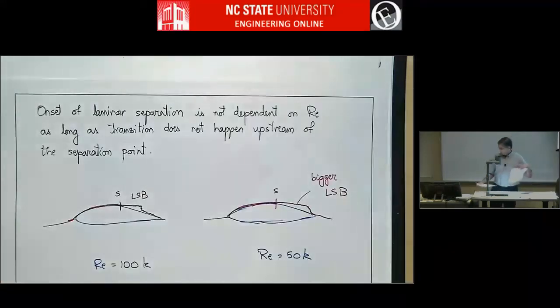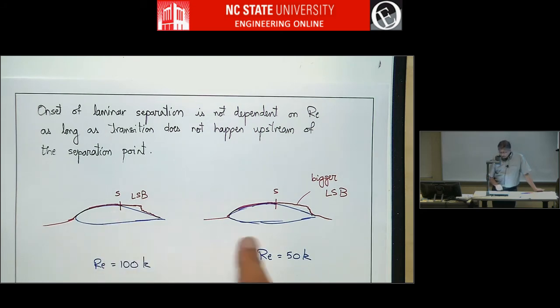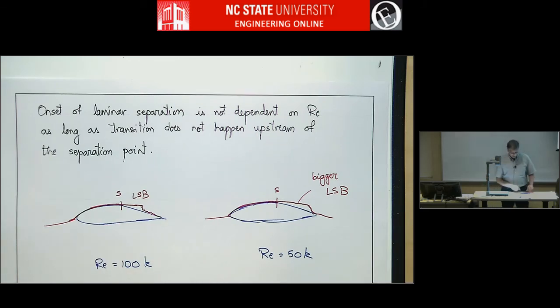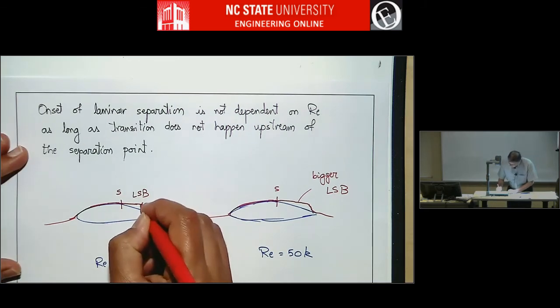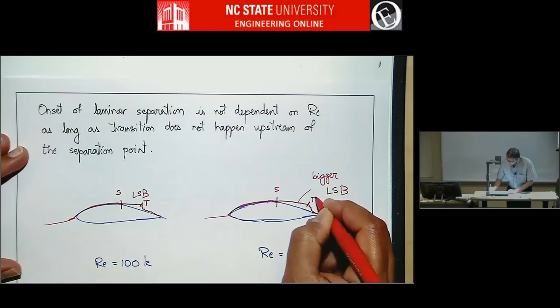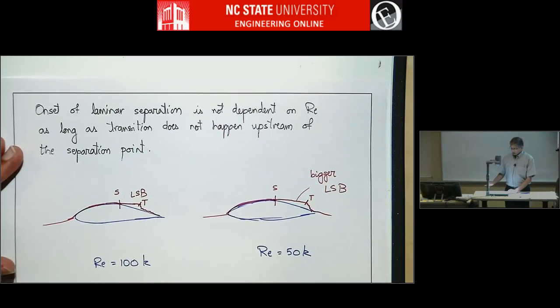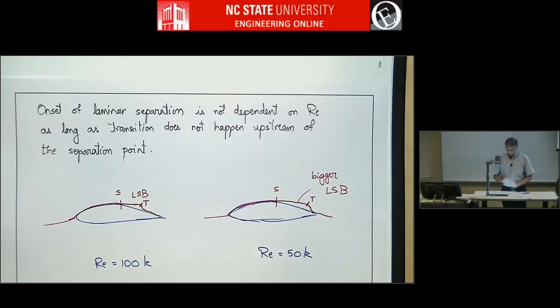Yes? So you're saying that the onset of laminar separation does not depend on Reynolds number, but the characteristics of that bubble kind of do, right? Because they're bigger. Yes. So separation is not affected. But what happens after separation is transition, right? In a laminar separation bubble, there's transition here. That transition is definitely affected by Reynolds number. So the higher the Reynolds number, the sooner this transition will occur in the shear layer, and therefore the smaller the bubble will be. Yeah, good point.